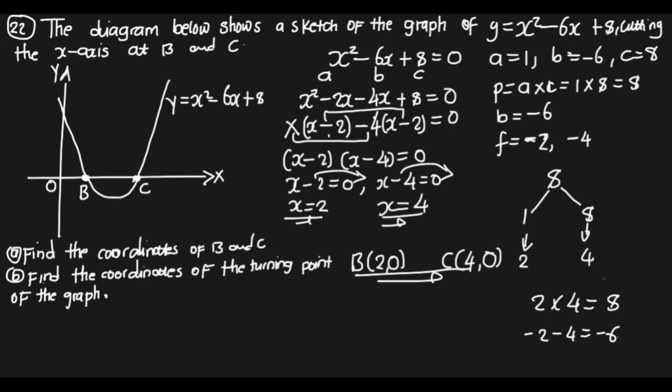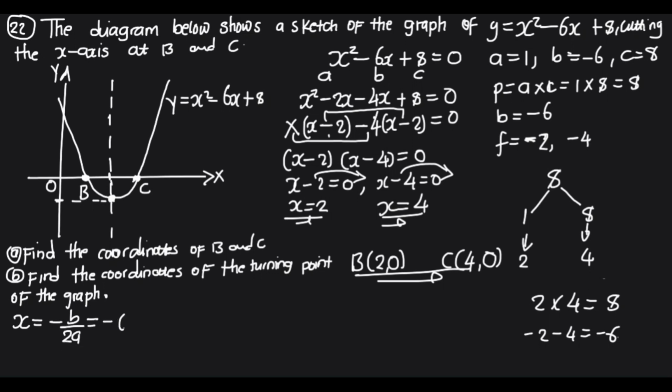Now let's look at the next question. Find the coordinates of the turning point of the graph. If we draw the axis of symmetry here, we can see that it passes through the turning point. The turning point is where the quadratic graph is turning, either a maximum or a minimum. So we want the y coordinate and the x coordinate. Let's look at the formula. The x coordinate is equal to negative b over 2a.